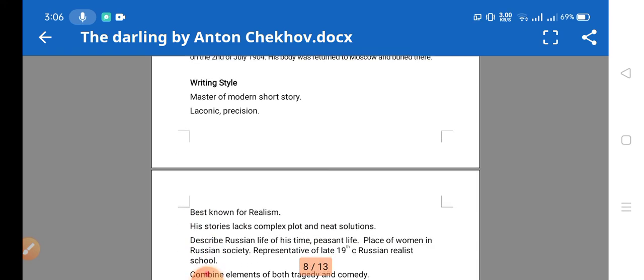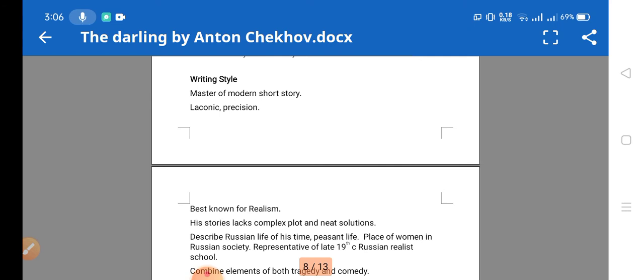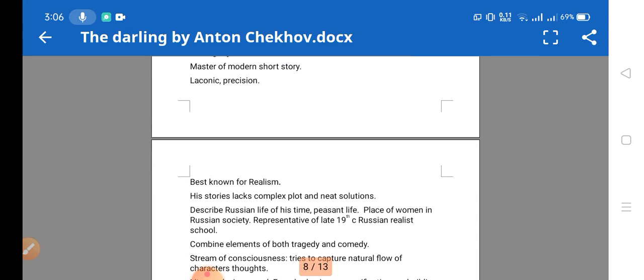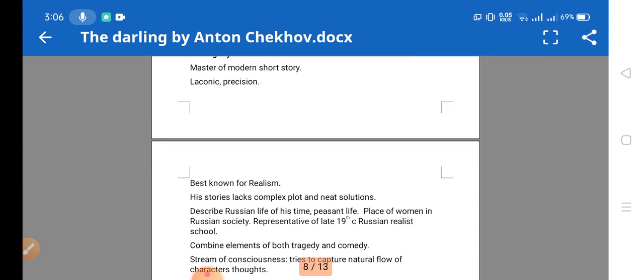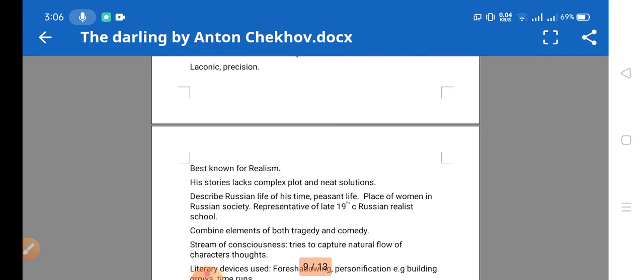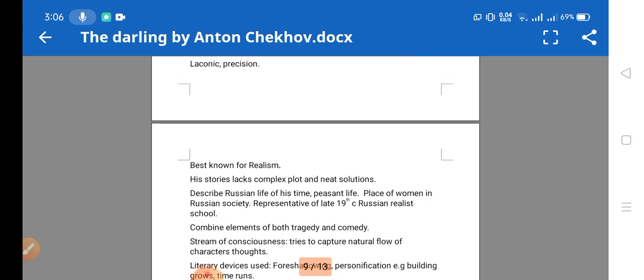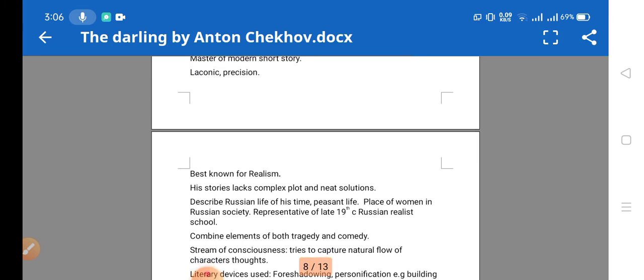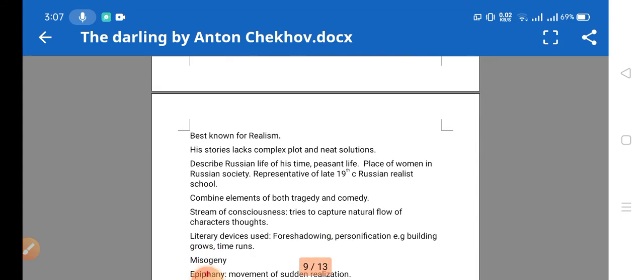of Anton Chekhov. Anton Chekhov was considered the master of the modern short story, and his writing style is laconic. Laconic means expressing your words in a very precise manner. So laconic means to deliver a lot of things using very few words. You can say it's a type of precis, the way you write a precis, compressing large things into smaller ones.